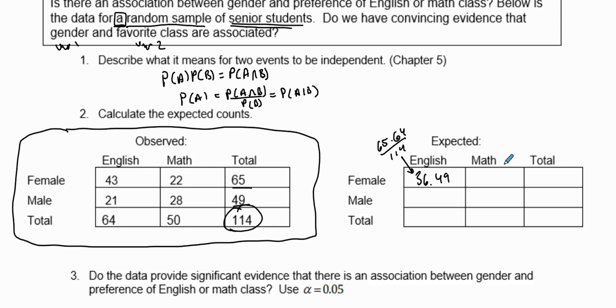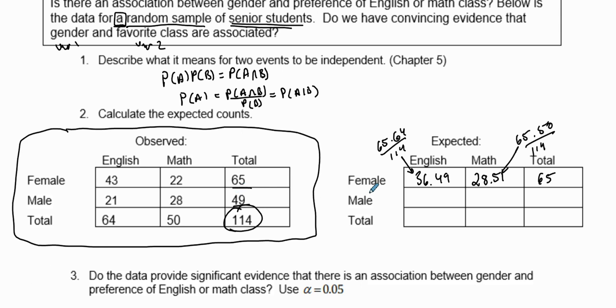We can do the same thing over here. For math, we're going to have 65 times 50 divided by 114, and we'll have about 28.51. When you take those two numbers together, 28.51 plus 36.49, you should have the same total of 65 that we have here. And that makes sense.